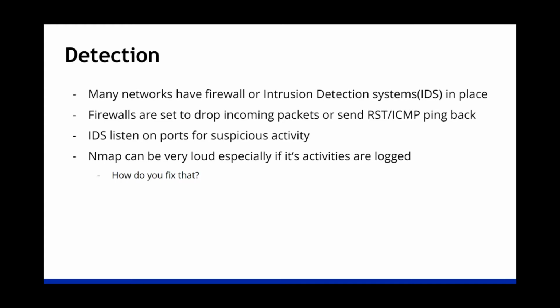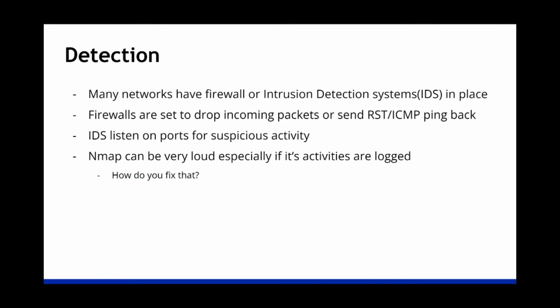And then the intrusion detection system, it's listening on ports. So when you're running a bunch of scripts from the same IP address, someone looking at the logs is going to be like, well, there's a bunch of suspicious activity coming from this specific address. We're going to block them. So since Nmap can be very loud, if its activities are logged, we kind of want to not do that if we're actually trying to bypass intrusion detection systems or firewalls.